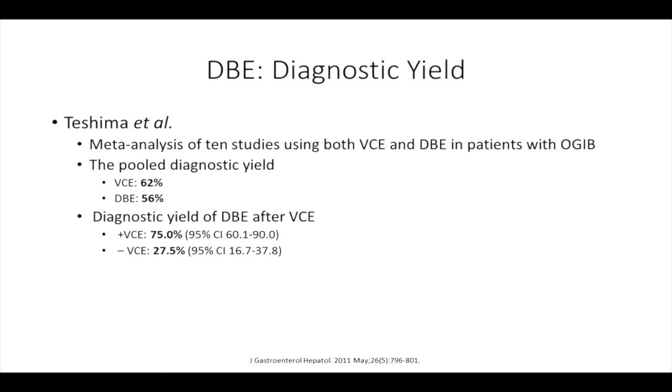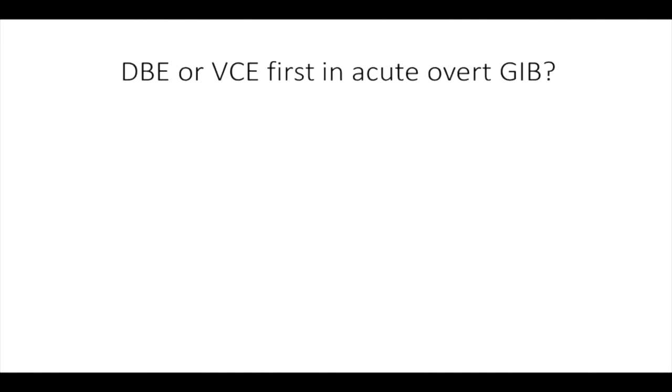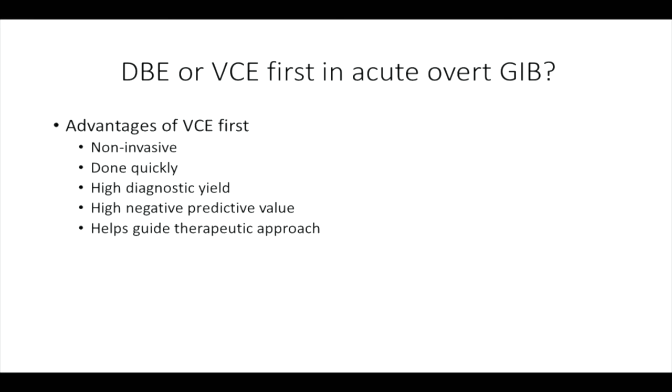But if you tease out a little bit and look at patients who had a double balloon enteroscopy after a positive capsule, your diagnostic yield goes up to 75%. And patients with a negative capsule, way down to 27%. So it really begs the question, should a capsule always be done first before a double balloon enteroscopy, or is there a role for going directly to enteroscopy? And there's an argument to be made for both.